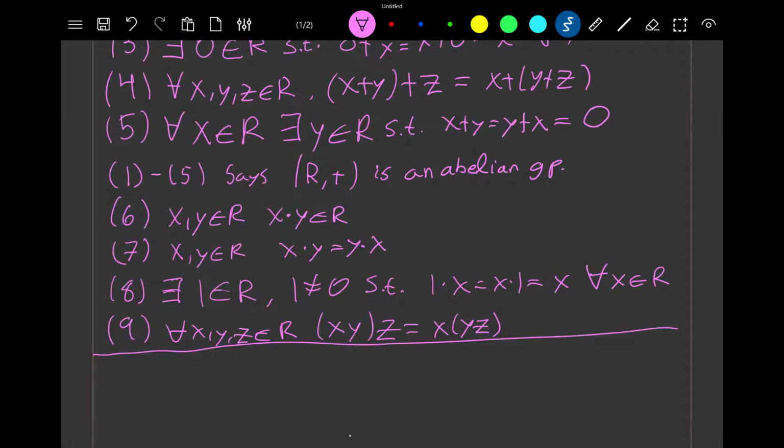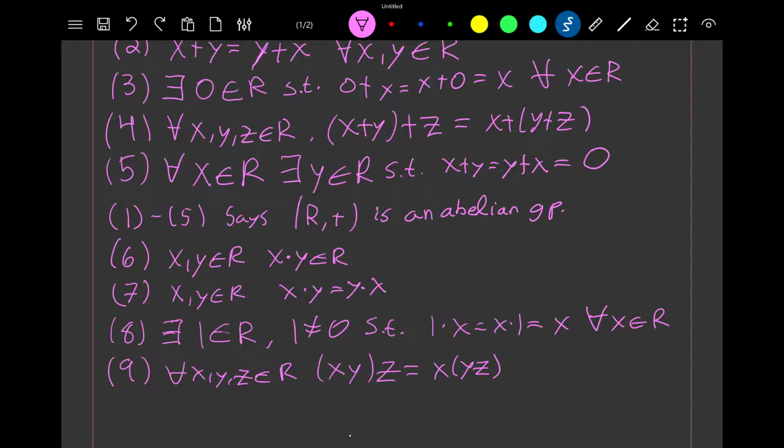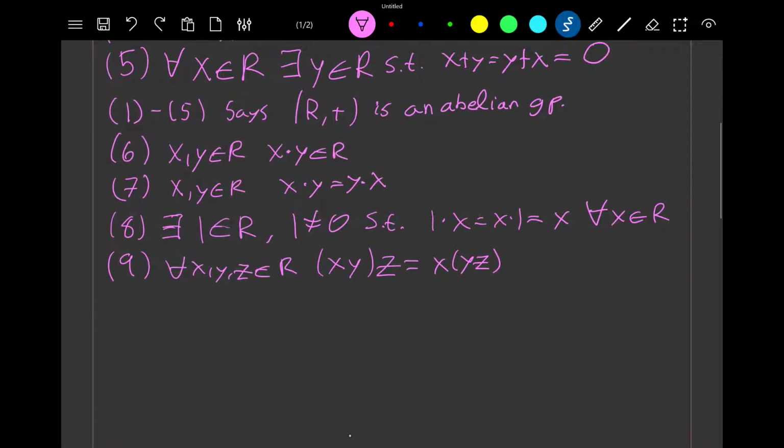Oh, I lied. So 6 through 9 kind of tells you how multiplication behaves. 1 through 5 is addition, but you can combine them in the distributive law. So if I have x, y, z in the ring, if I do x times y plus z, this is the same as saying x times y plus x times z. So you can distribute the x.